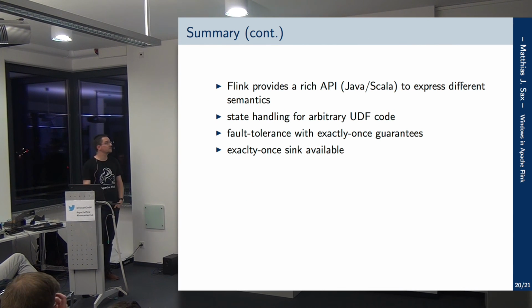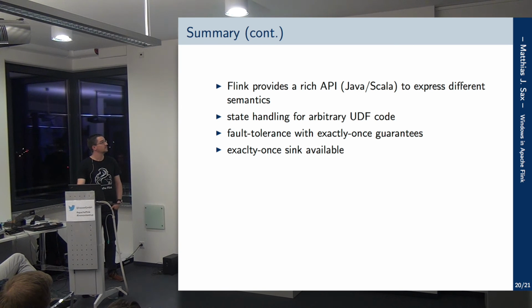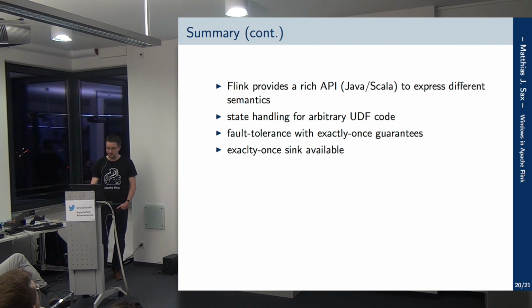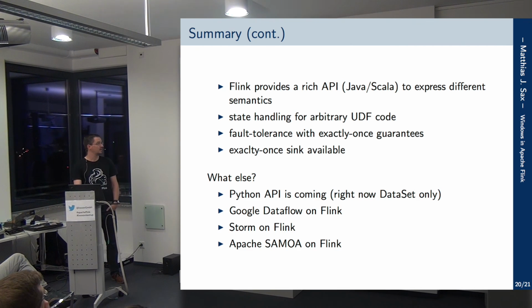So the streaming API we have seen is very rich. It is available in Scala and in Java. We support state handling for arbitrary UDF code. We also saw a small example for this. Robert explained briefly how the fault tolerance mechanism works with exactly once guarantees. And as mentioned already, with this exactly once guarantee you can avoid writing twice and getting duplicates in your final result.